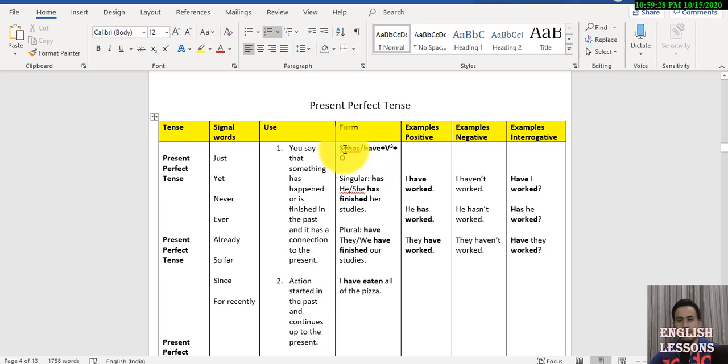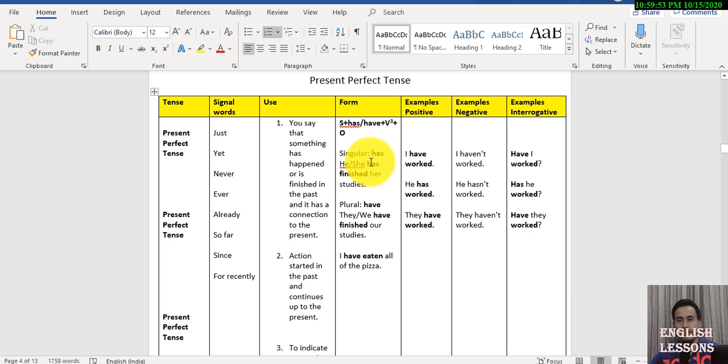We have subject plus have if the subject is plural, has if the subject is singular, plus the third form of the verb, or past participle. Done. Do, did, done. Third form of the verb. Do not forget that. Plus object. For example, singular verb has, plural verb have.